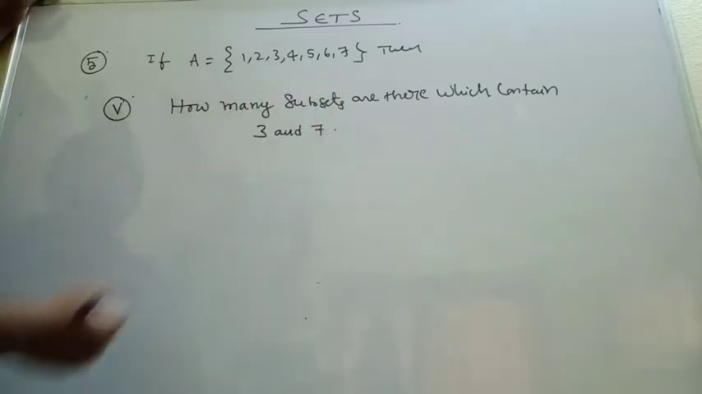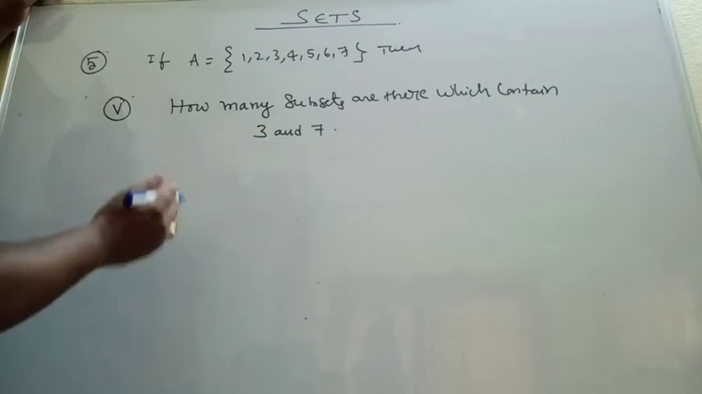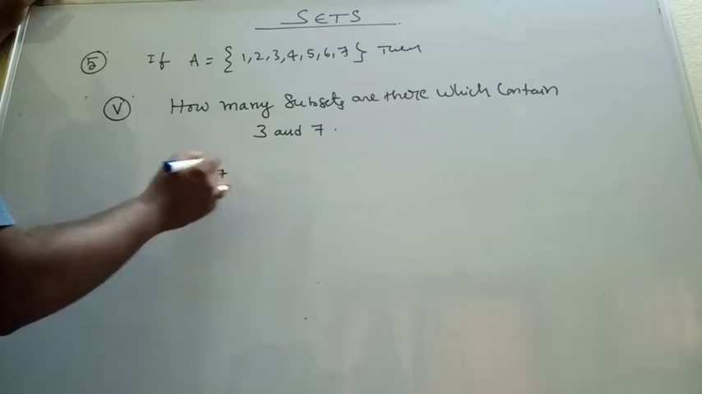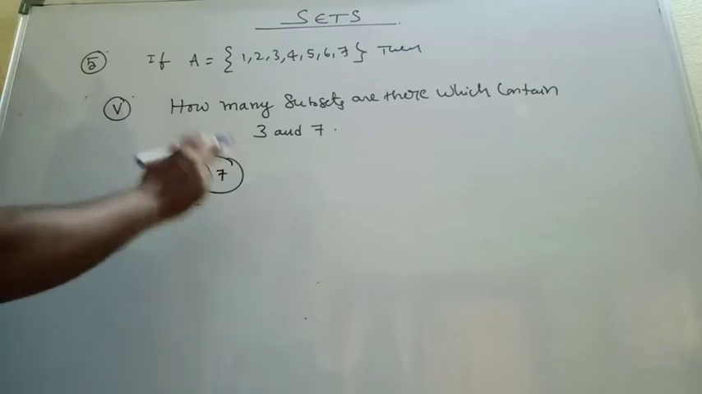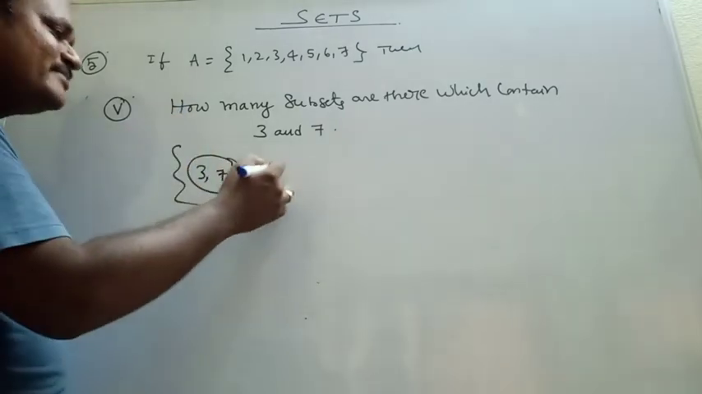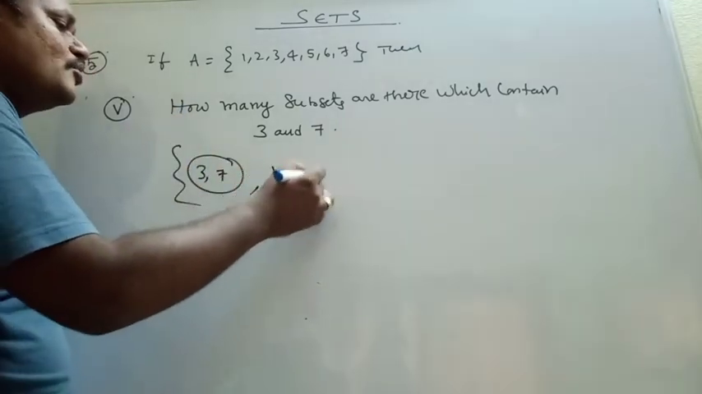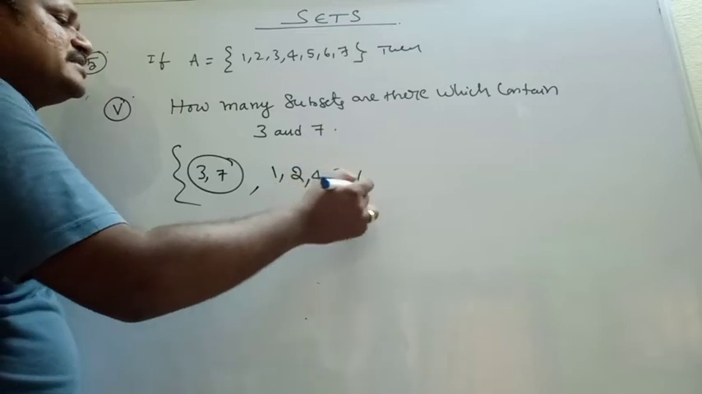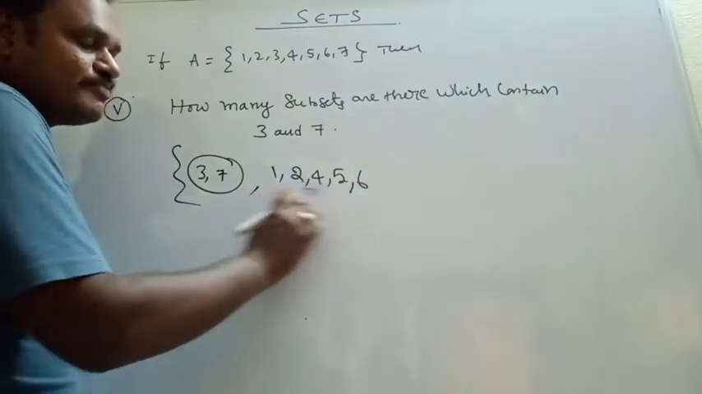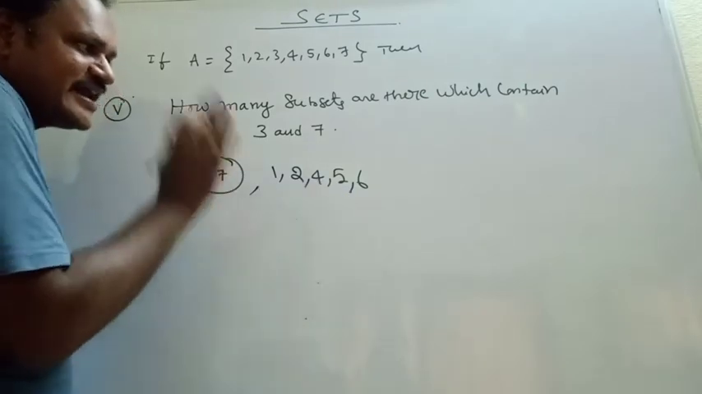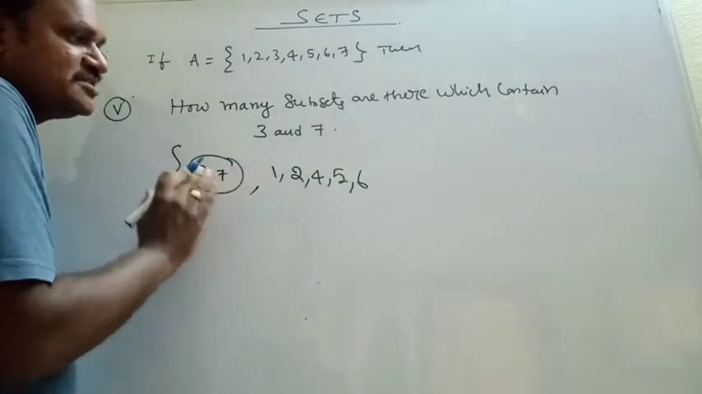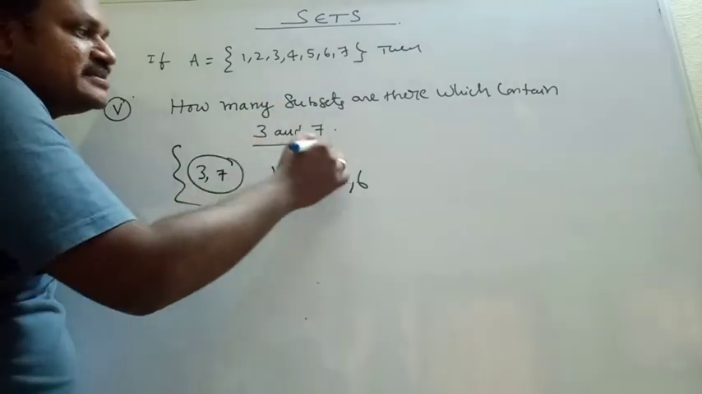Now see another interesting subpart, my dear students. How many subsets are there which contain 3 and 7? Now 3, 7 are fixed. For every subset you should have 3, 7 fixed. Now the remaining elements are 1, 2, 4, 5, 6. With these 5 elements you make different subsets, and with that you attach 3, 7.